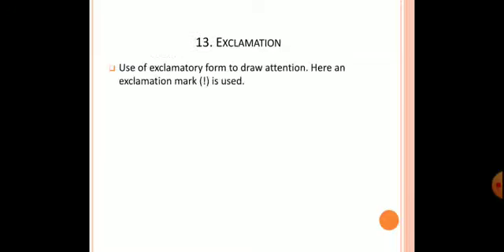13th one, that is exclamation. Use of exclamatory form to draw attention. Here an exclamation mark is used. The simplest one, yes, wherever you find an exclamation point or mark is considered as exclamation. The first example, oh my god, what a brilliant catch. Over here you can see that there are two exclamation marks being used.